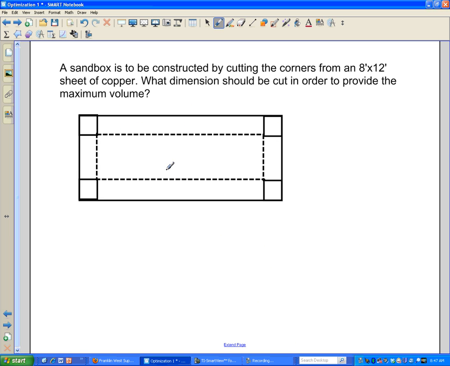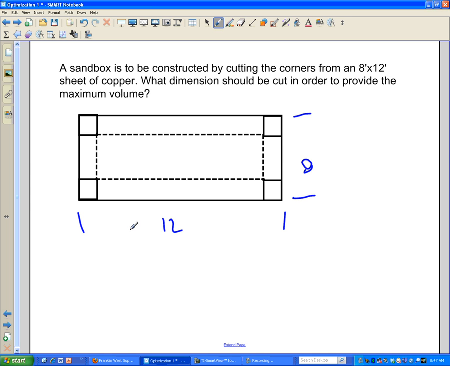Okay? Here's my almost favorite problem in the whole world. A sandbox is to be constructed by cutting the corners from an 8 by 12 sheet of copper. What dimension should be cut in order to provide the maximum volume? Thank you for reading that aloud to us, Mr. Take. So we know that it's 8 foot this way, and we know that it's 12 foot this way.